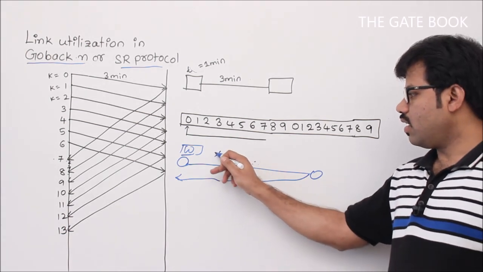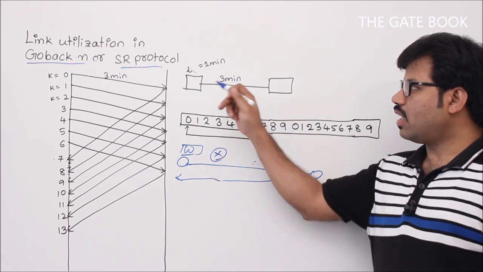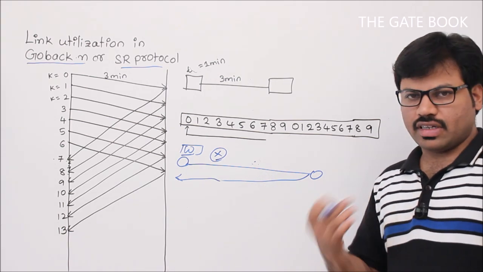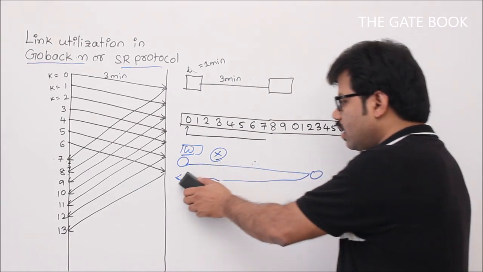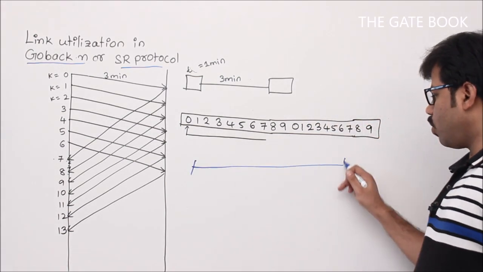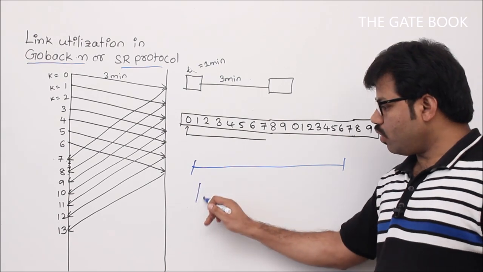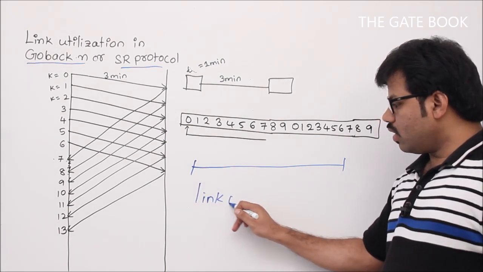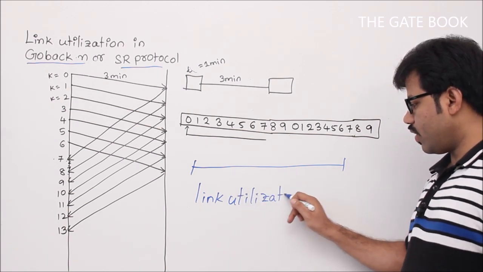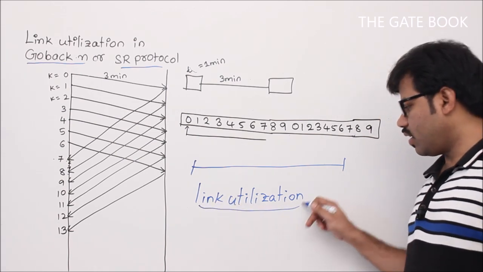That's why I can say that Go-Back-N protocol and SR protocol both have the same channel utilization or link utilization formula. We'll try to get that formula. Before that, I would like to ask you one question. Whatever sliding window protocol you are using, what is the best case? That means, if you really want to use your link effectively, can we achieve link utilization of 1? That is the question.